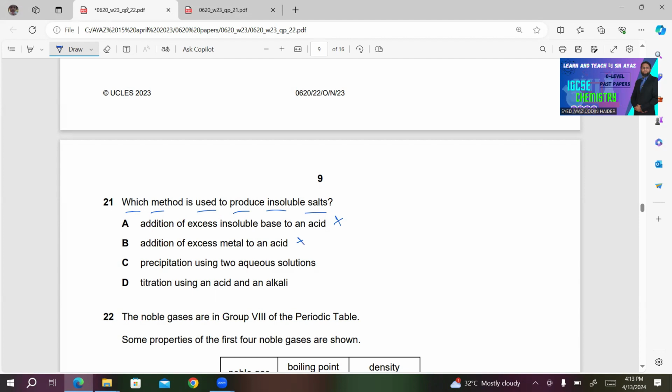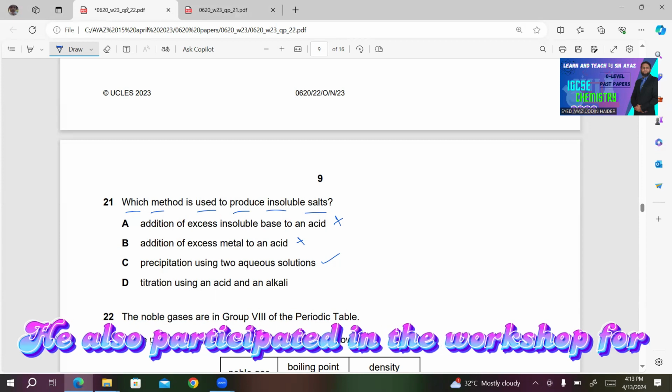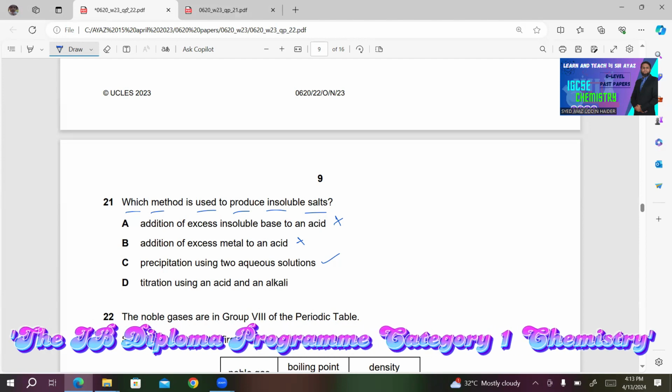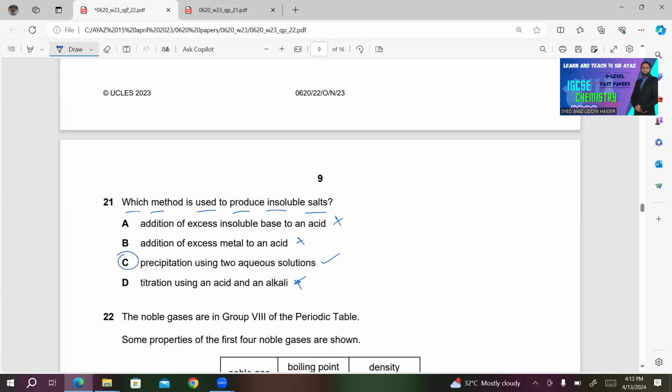C. Precipitation using two aqueous solutions. This is correct. Precipitation involves the mixing of aqueous solutions of two soluble salts, or acid and salt. You will get one insoluble salt and one soluble salt. For your convenience, I am reading the last statement. Titration using an acid and alkali. This is also incorrect. This produces soluble salt. So only C is the right choice in this case.